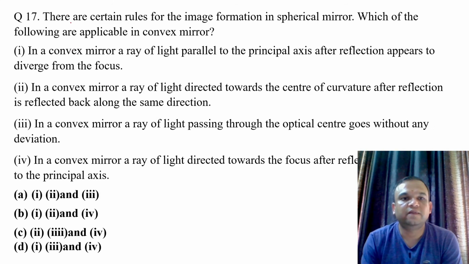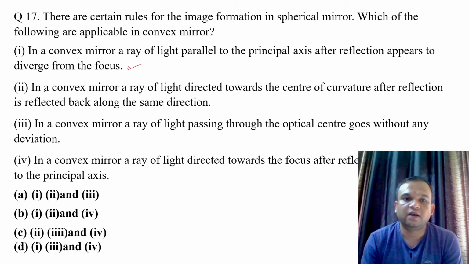Next question says, there are certain rules for image formation in spherical mirrors. Which of the following are applicable in convex mirrors? In a convex mirror, a ray of light parallel to the principal axis after reflection appears to diverge from the focus. It is a correct statement.